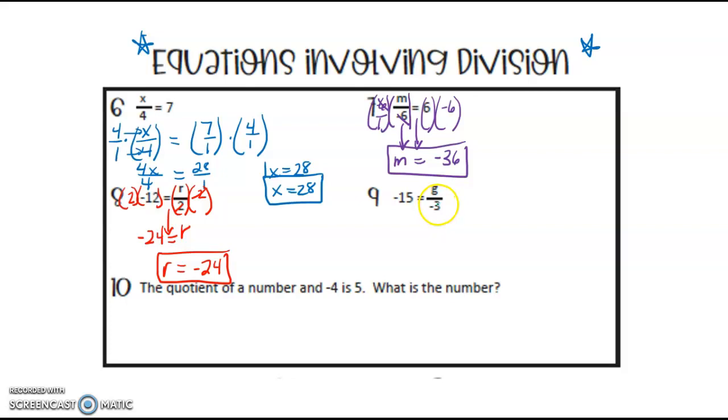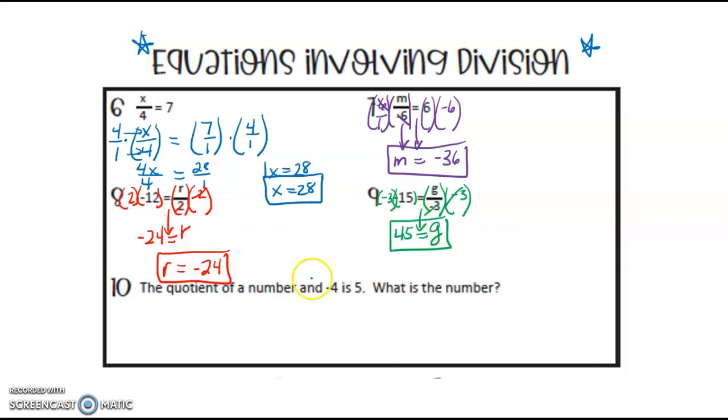Okay, and here I'm dividing by a negative 3, which means I'm going to have to multiply by a negative 3. If I multiply that by negative 3, I multiply this by negative 3. This cancels, so my g comes down. My equals comes down. Negative times a negative is a positive, I believe 45.